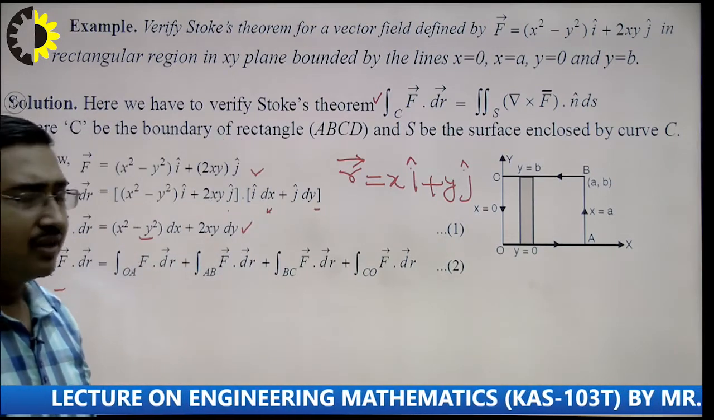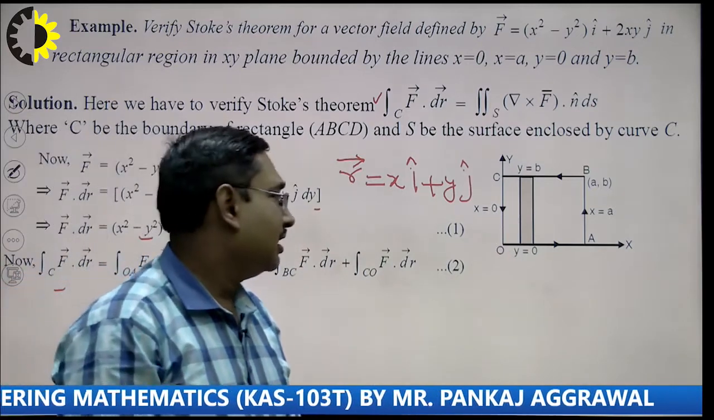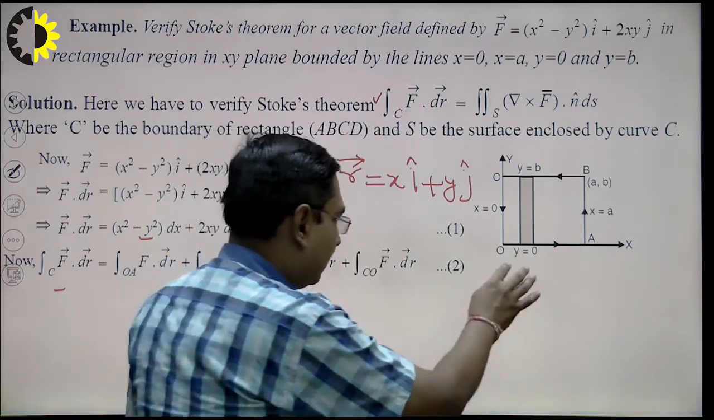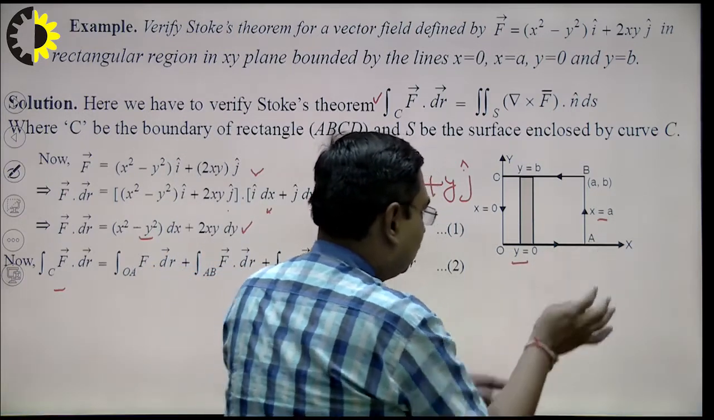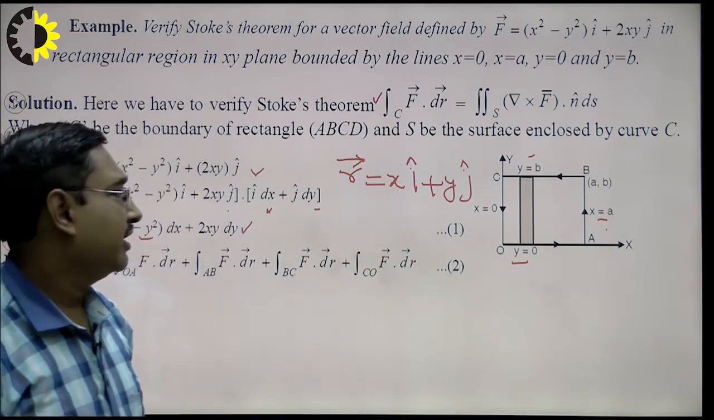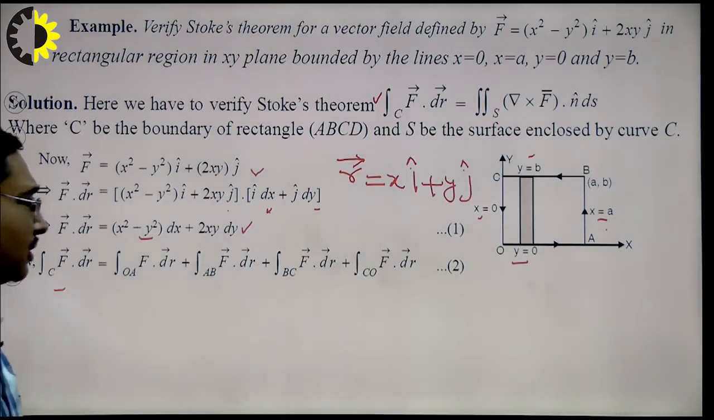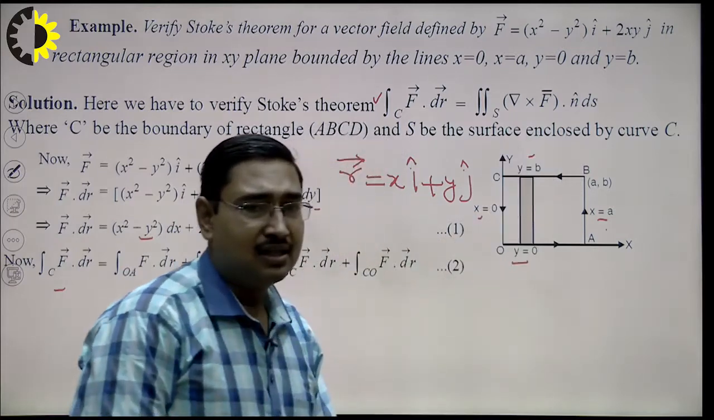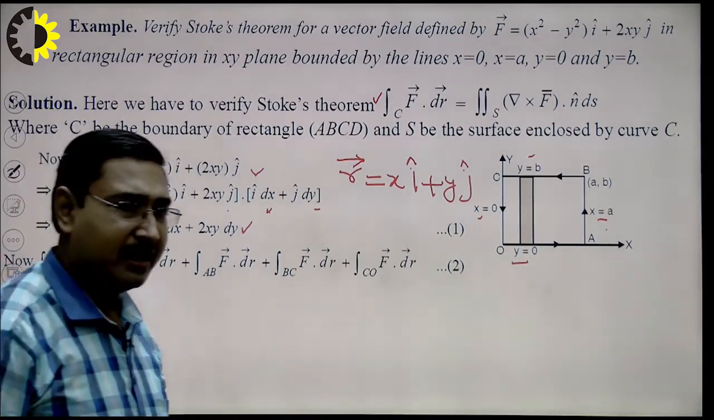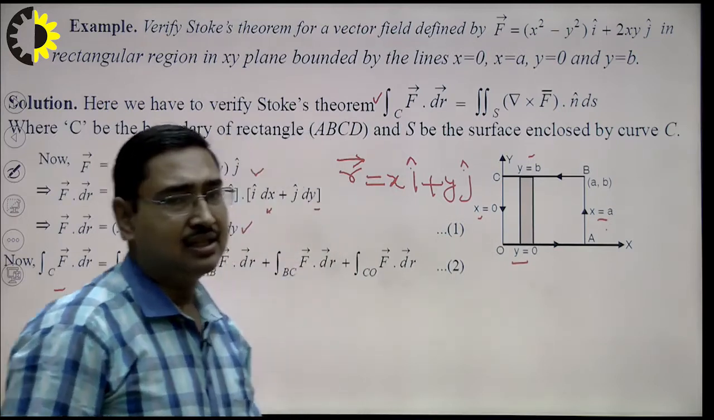Here we can observe that this rectangle consists of 4 parts, and in mathematical terms it consists of 4 different equations. This part has equation y equal to 0, this part has equation x equal to a, this part has equation y equal to b, and this is the y axis, which has equation x equal to 0. Because the rectangle consists of 4 parts, to evaluate this line integral by the direct method, we need to break the integral according to the parts of this curve C.